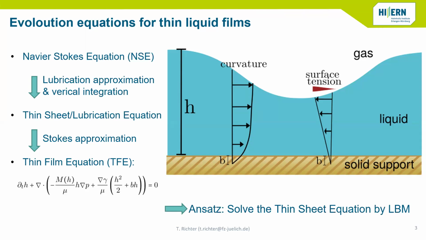It's a conservation equation of the film height h. It's driven by the pressure gradient and by the surface tension gradient. And in the Stokes regime and lubrication approximation, it's able to describe the behavior of liquid films quite well, as has been proven throughout literature. So our ansatz to model this is that we do not really solve the thin film equation, but we solve the thin sheet lubrication approximation, the lubrication equation, by a lattice-Boltzmann scheme that I'm showing to you in a second.